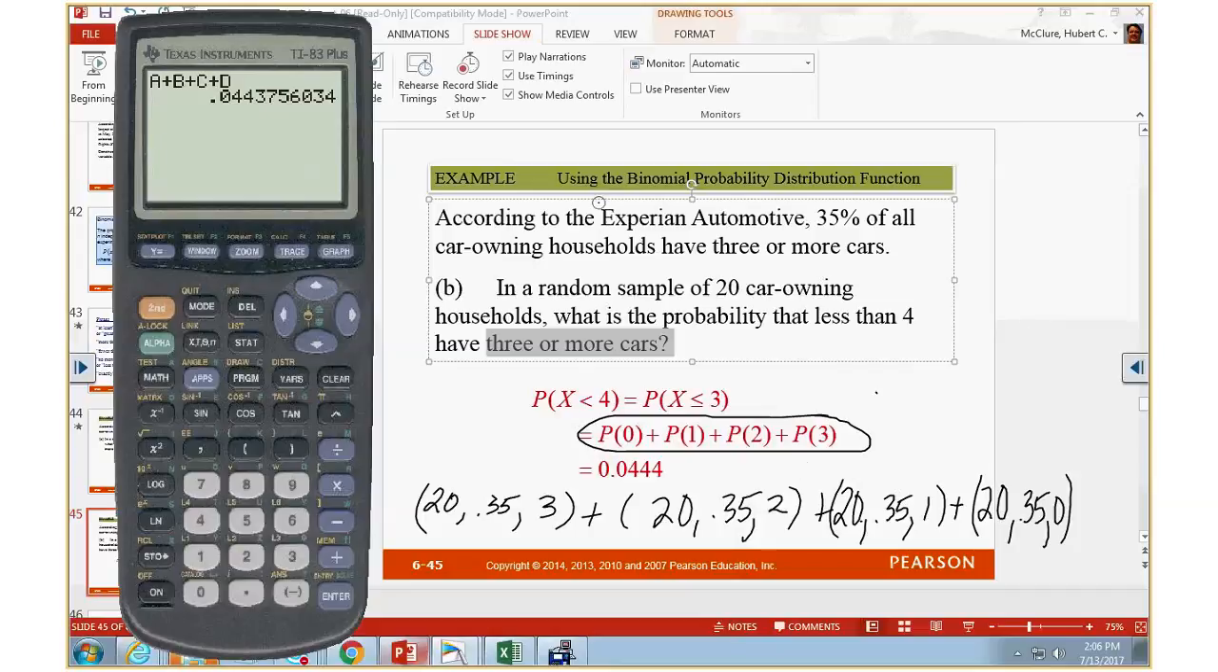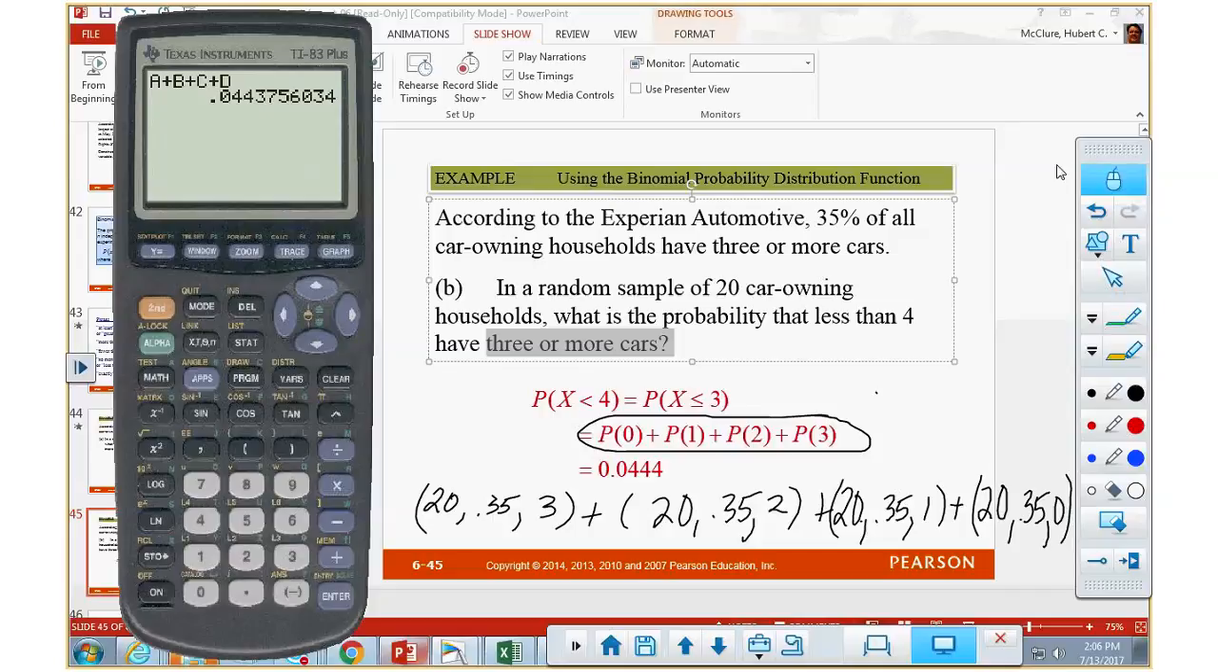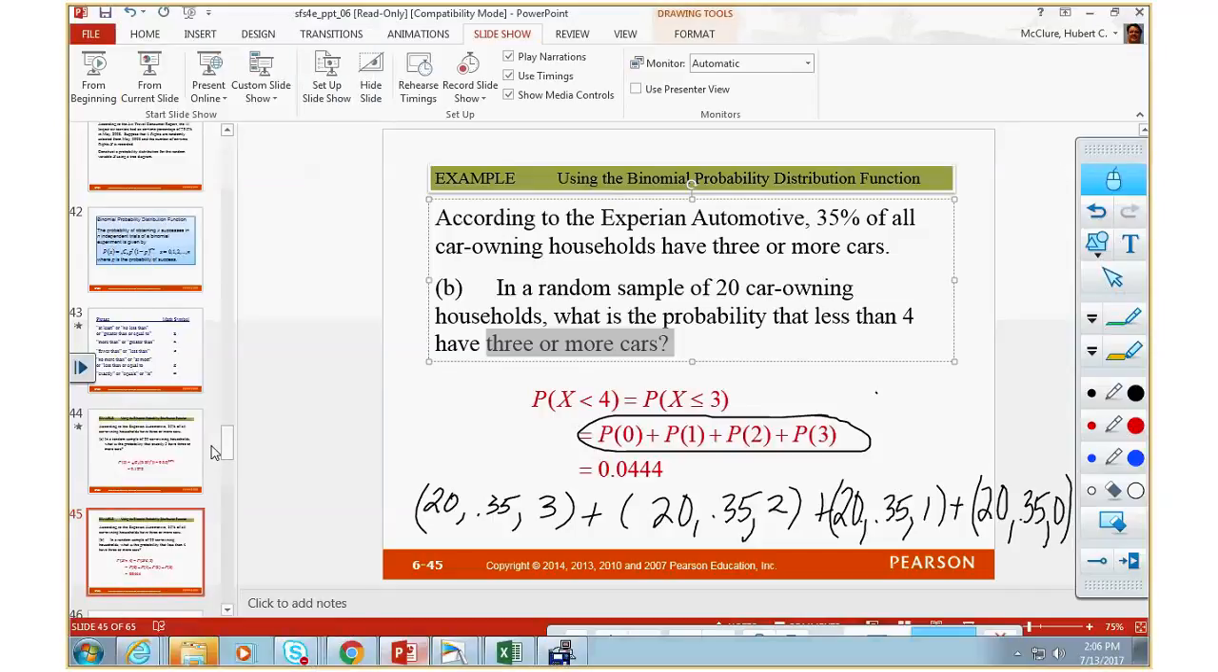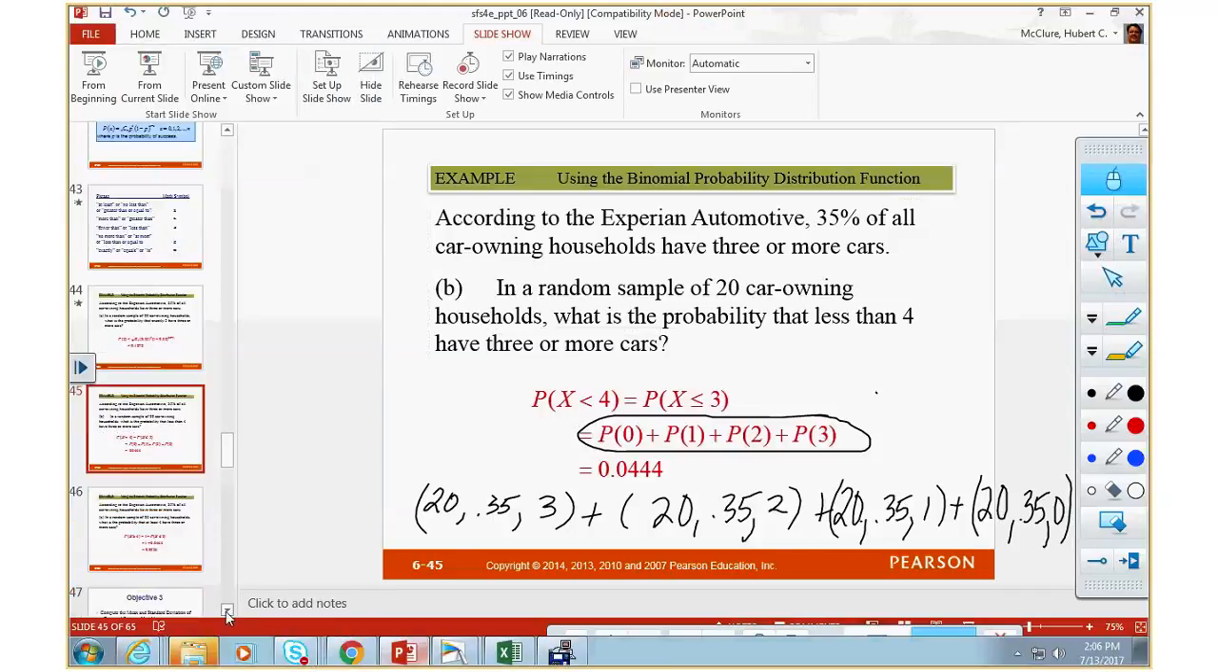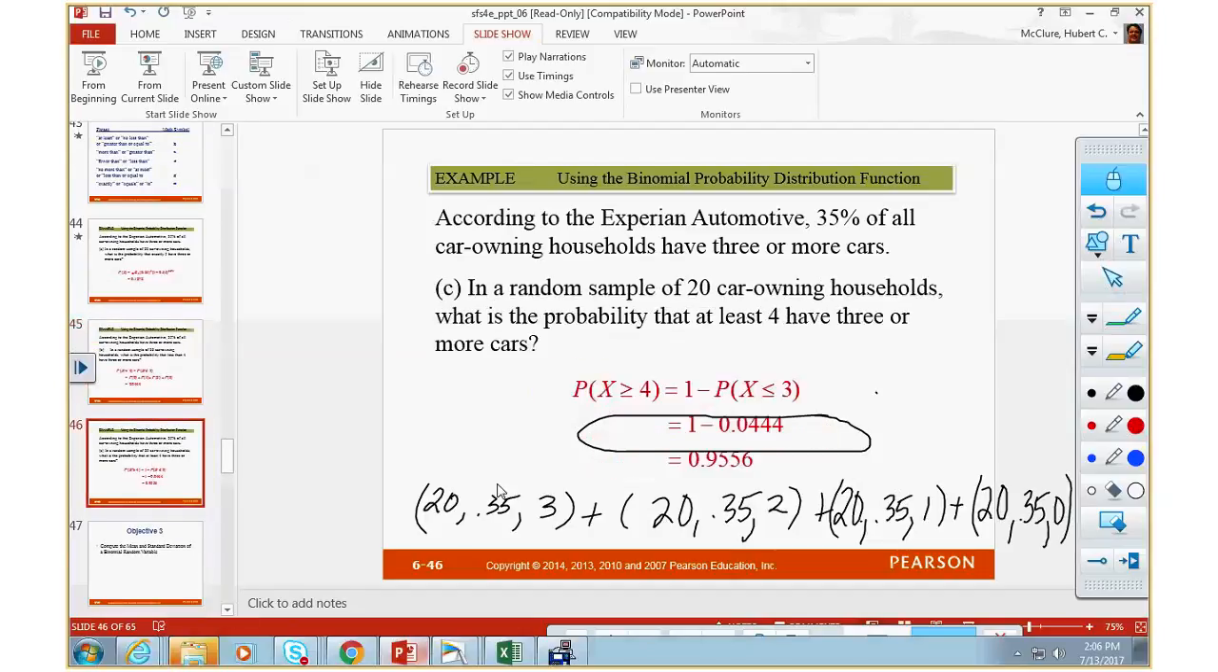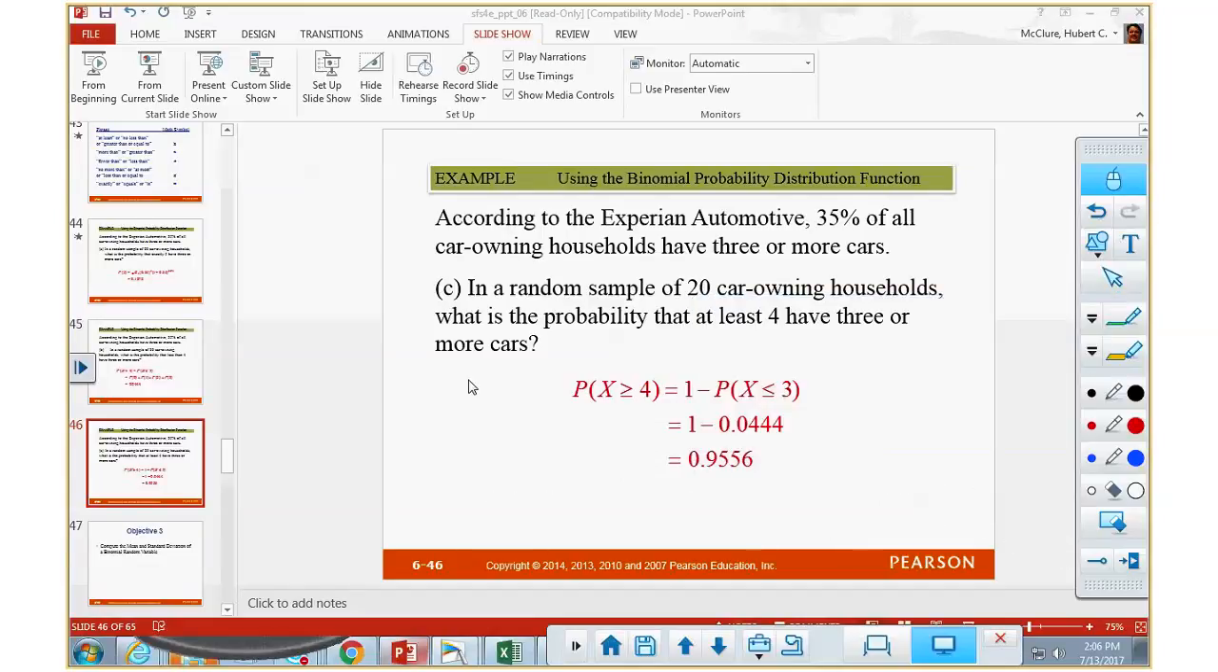They're probably going to ask another one about greater than, or at least. I don't know if they are or not, because I hadn't looked at these. Let's see what the next one says. According to, in a random sample of 20, what is the probability that at least 4?